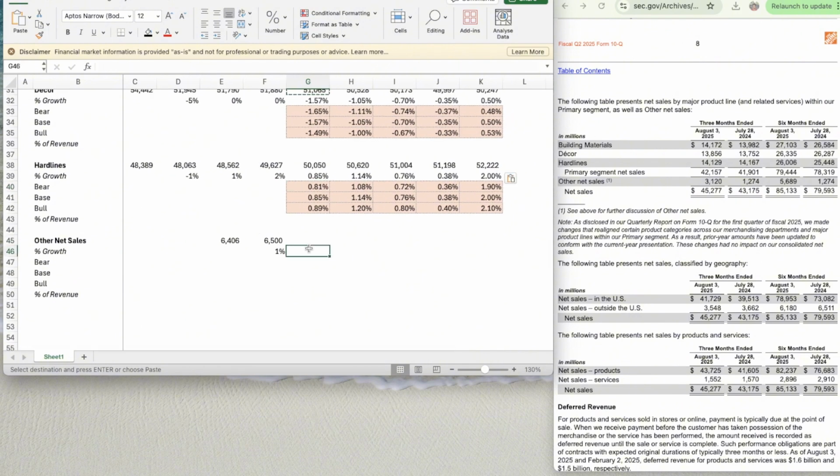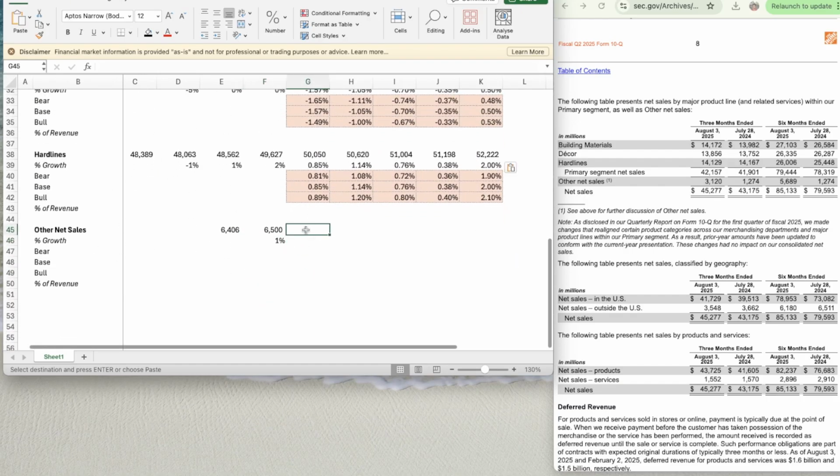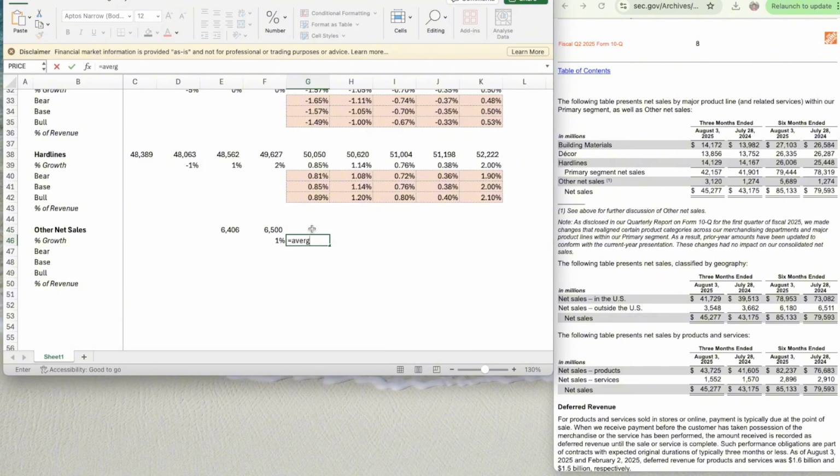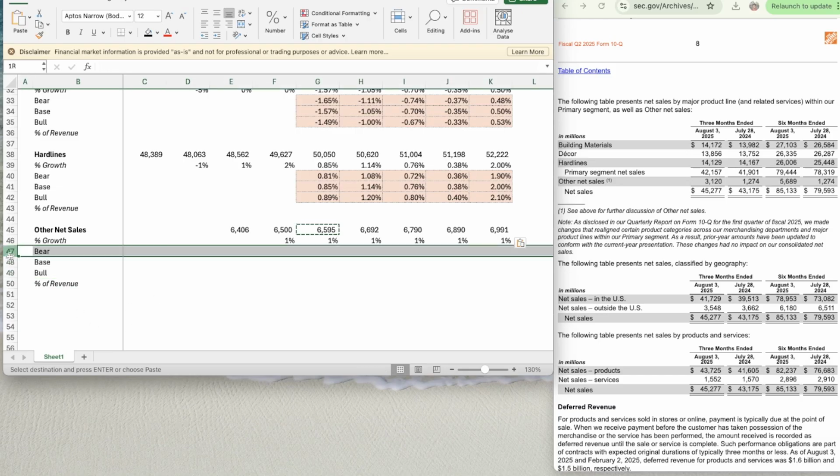Then for this one, let's not, because we don't really know what's going to happen with it. I think it will just eventually get incorporated into these products segments. So let's just do a 1% growth rate per year on this one. So it equals 6,500, 1 plus. Just bring that across. Okay, that looks good. We'll delete these rows.